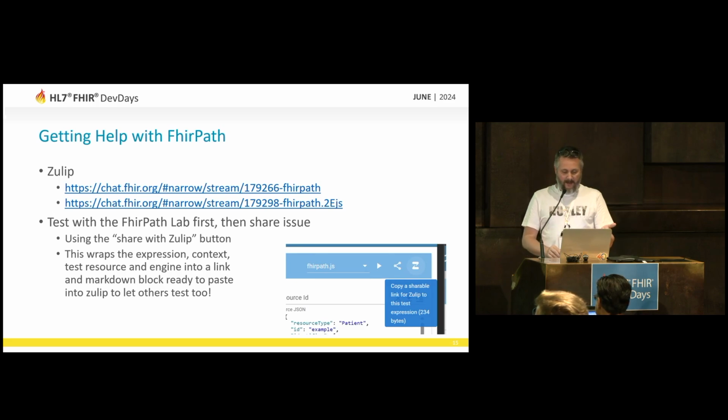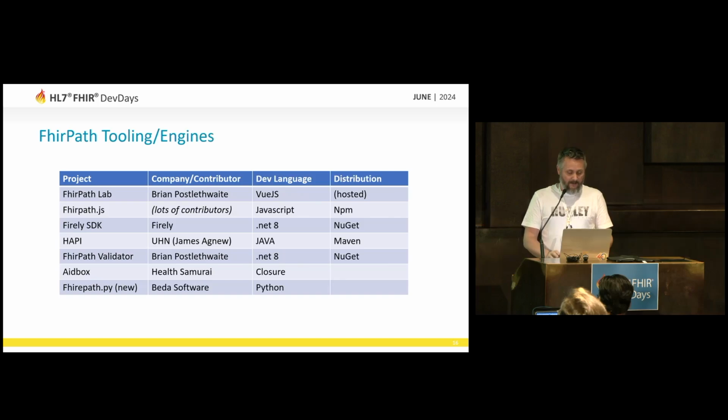All right. I went through sharing with the Zulip, so that was neat. The tooling and engines. We've got the FHIRPath Lab, which is mine, which runs in Vue.js. The FHIRPath engines, so fhirpath.js, which is JavaScript. Firely has the .NET 8 and others. Helios, and I've got the static validator, which you can use if you want to use that in the .NET stack, and Aidbox, and Python's new, and I saw the other day we've also got a Go implementation now too.